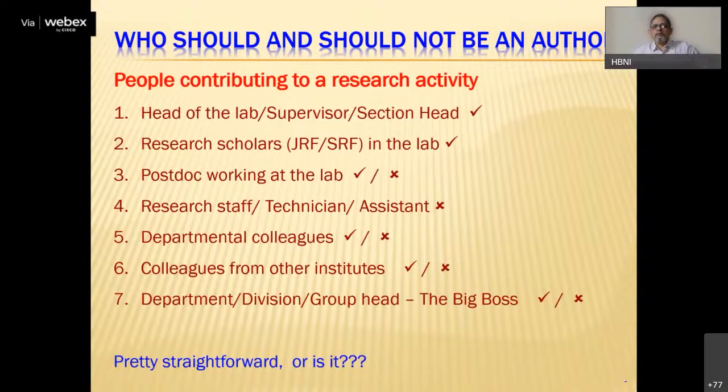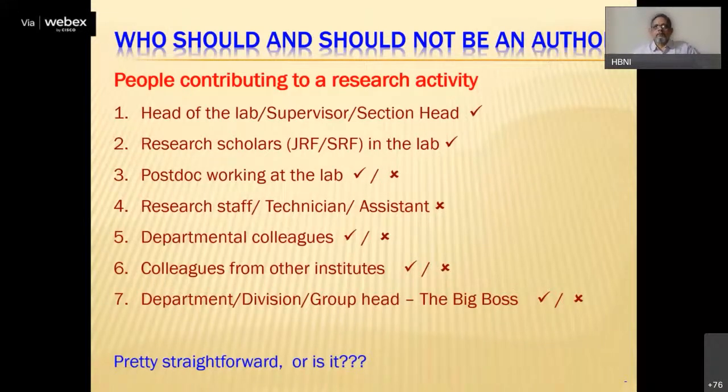Then there can be department colleagues, I mean, colleagues from some other lab, the same department or faculty, etc. Then you can have colleagues from other institutes. And finally, of course, you may have the head of the department, head of division or the group, and he is, of course, called the big boss.